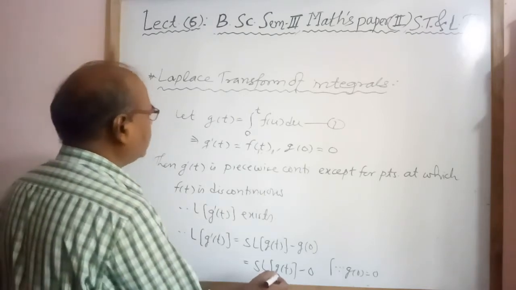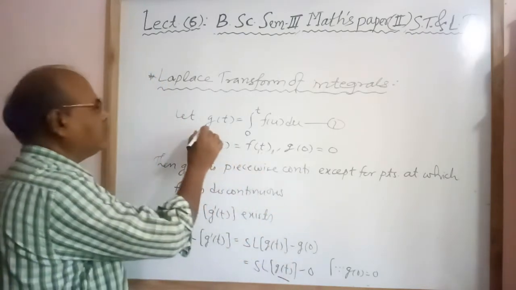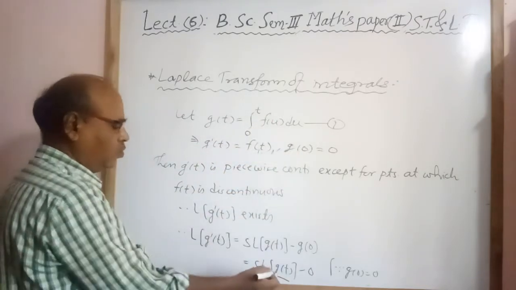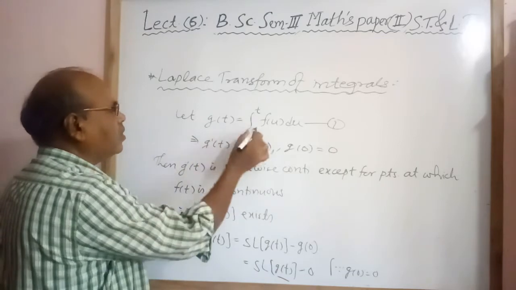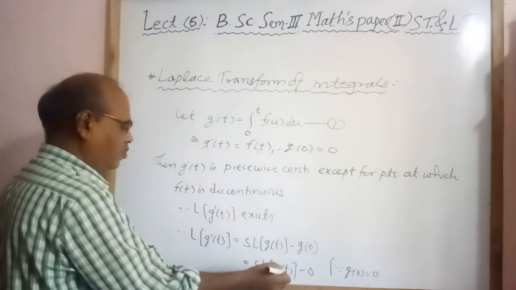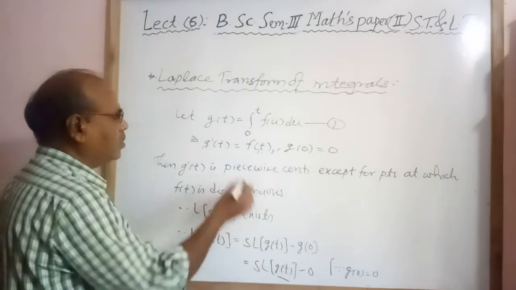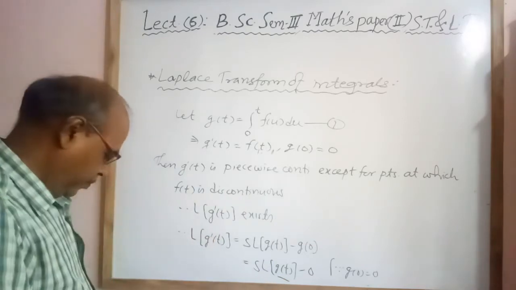Now I put here the value of g of t. g of t is nothing but the integration 0 to t f of u du. We put this value from equation 1. Laplace of g of t, that is Laplace of integration 0 to t f of u du, and g dash of t equal to f of t.